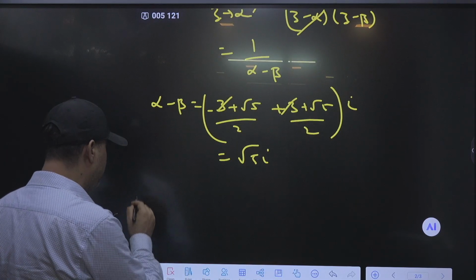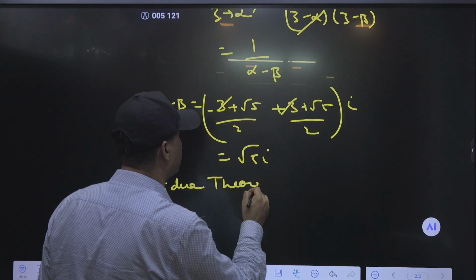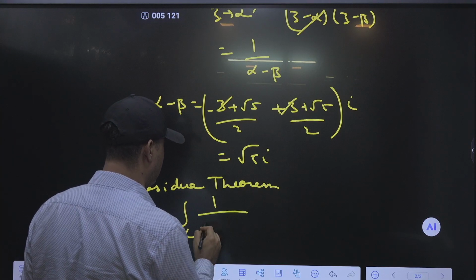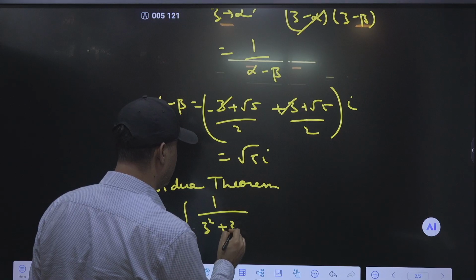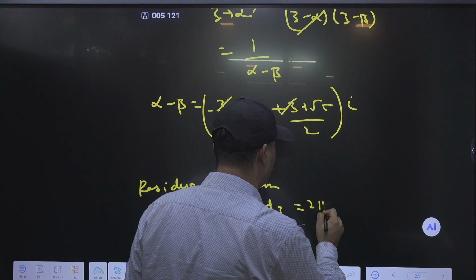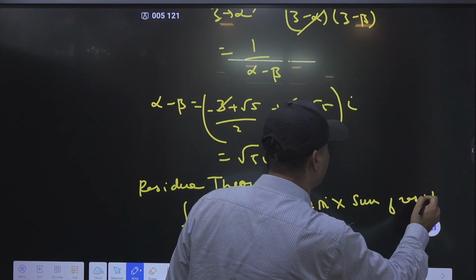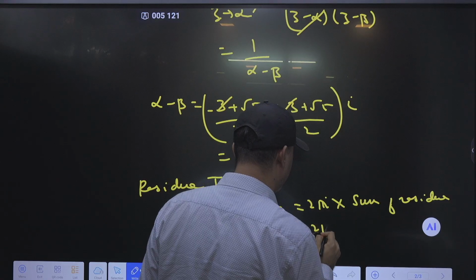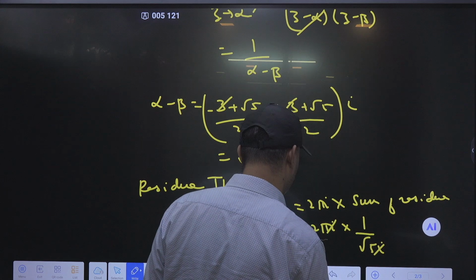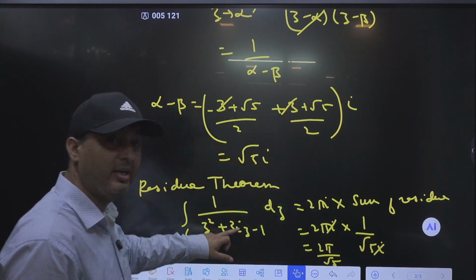So by the residue theorem, the integral of dz upon z square plus 3iz minus 1 is equal to 2 pi i into the sum of residues. I have only one pole inside because beta is lying outside. So 2 pi i upon root 5 i, the i gets cancelled. So the answer is 2 pi upon root 5.